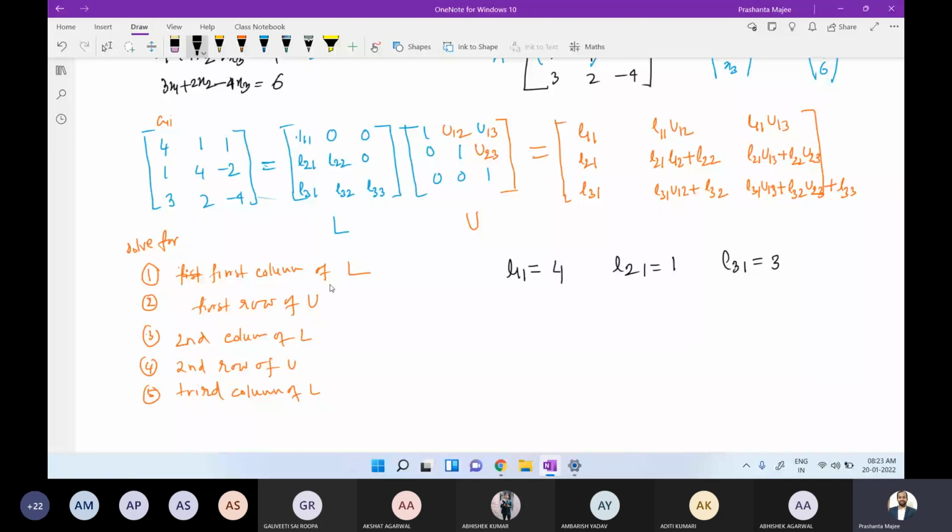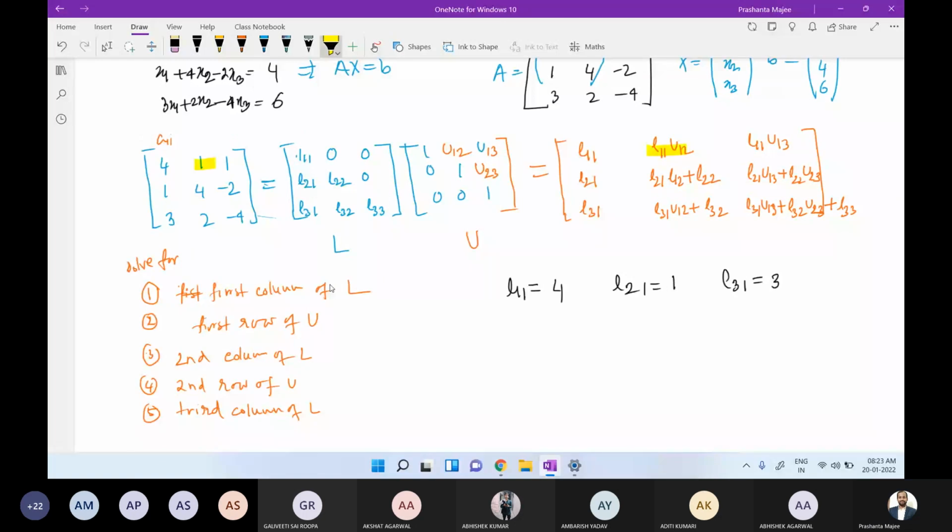Then what will be solved? The first row of U. What comes in the first row of U? U12. So how to get U12? To get U12 you have to compare these two elements. L11 into U12 equals 1. So that gives U12 equals 1 by L11, so that is 1 by 4.